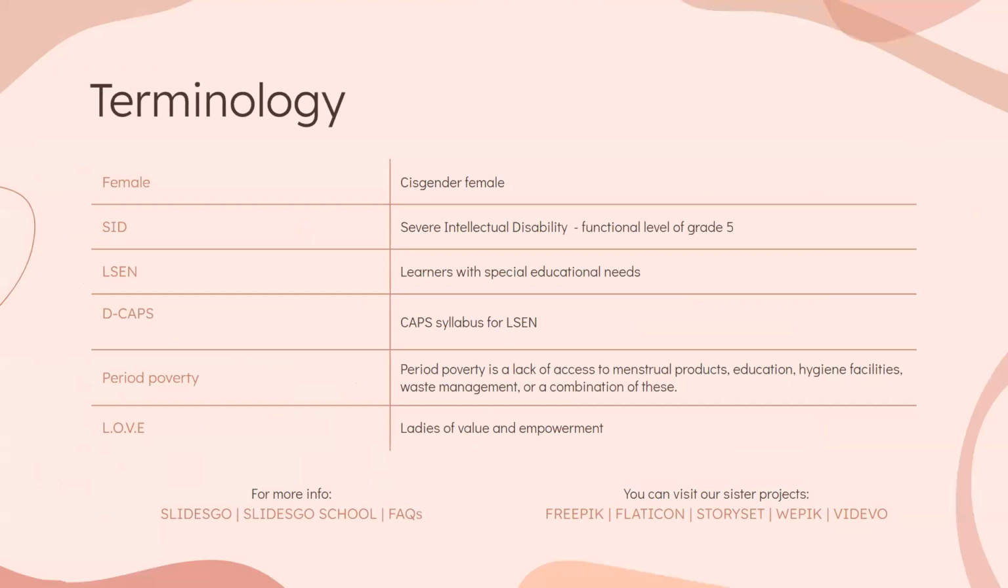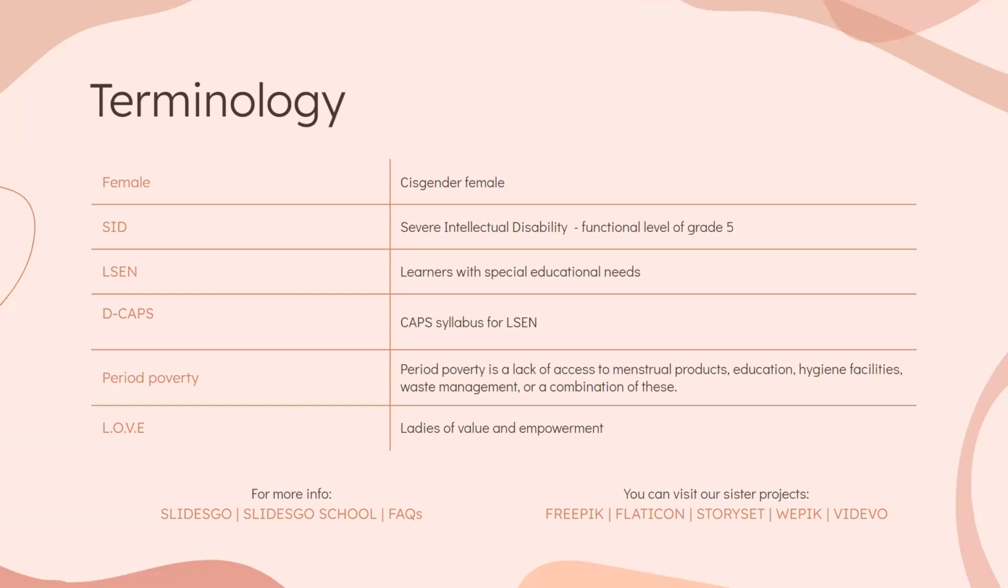These are a few of the terms I'm going to use throughout the presentation. When I refer to a female, I refer to a cisgender female, someone who's born and identified as a female. SID is one of the terms I'll be using. It's a severe intellectual disability, and this is a functional level of a person who's in grade 5, around the age of 8 to 10.